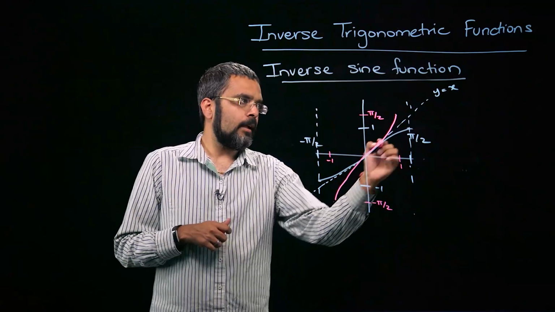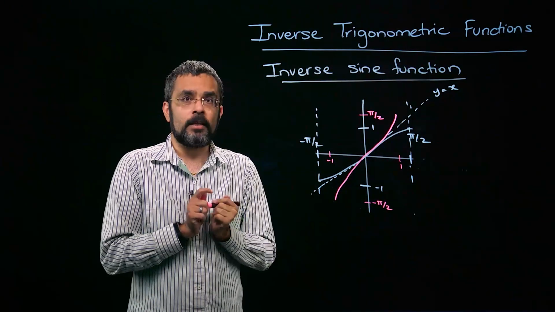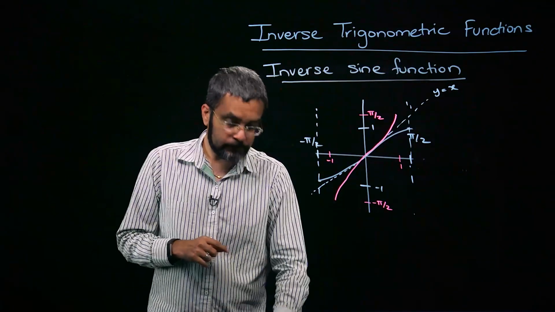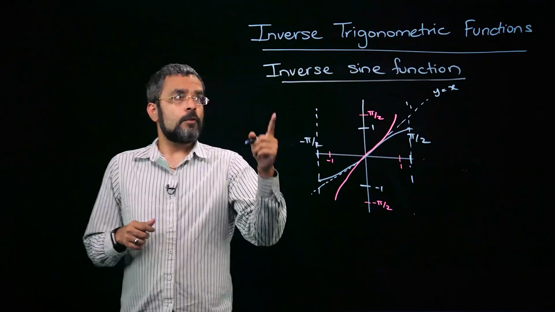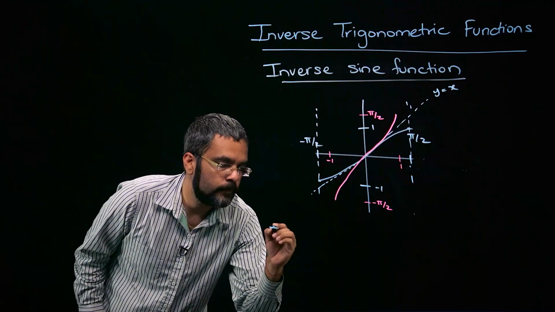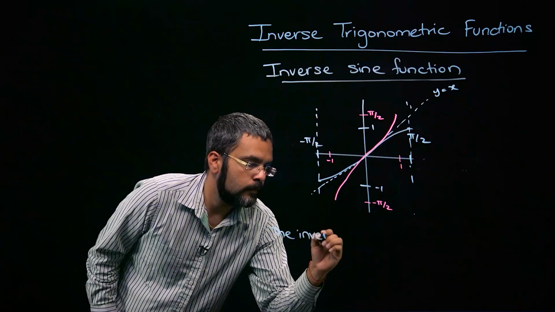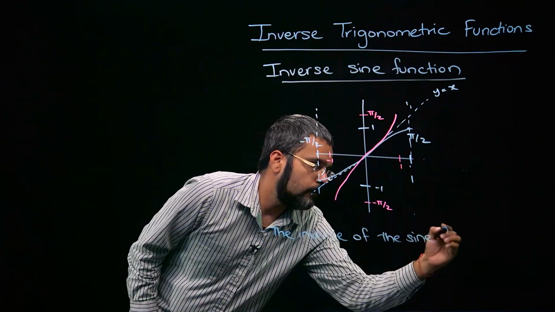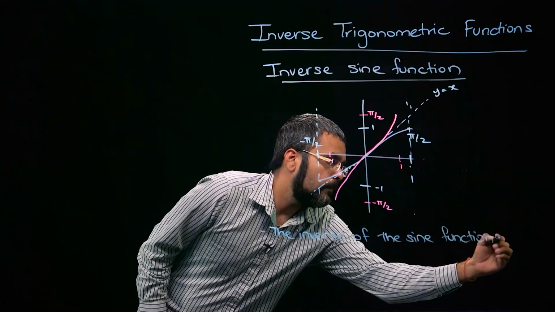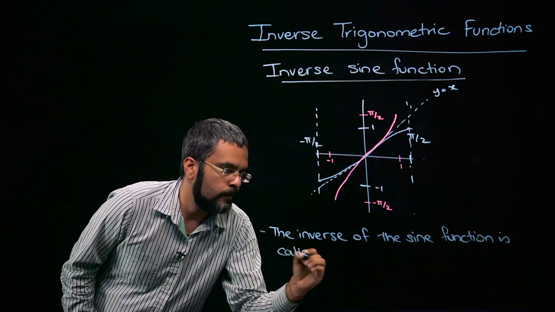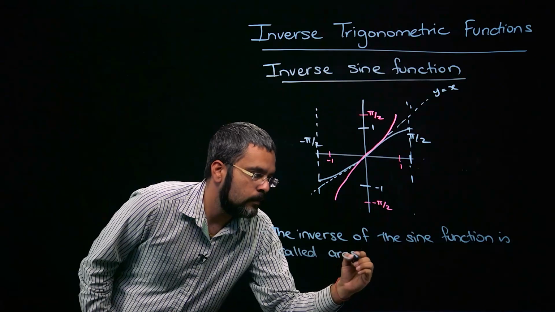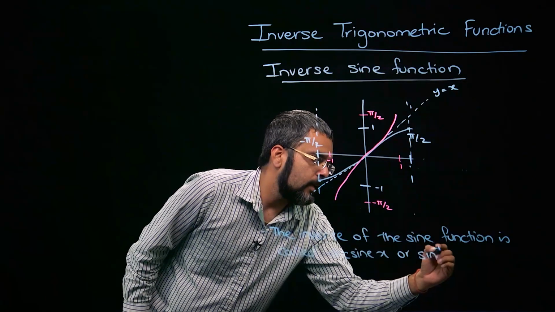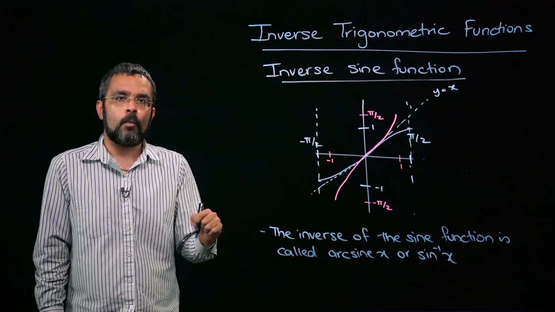Okay, and so that pink curve there is the inverse graph of sine of x. We're going to take a look at this in Desmos, but before that, let's write down a couple things. First of all, the inverse of the sine function is called arc sine of x, or sine inverse of x. So we write sine to the -1 basically.